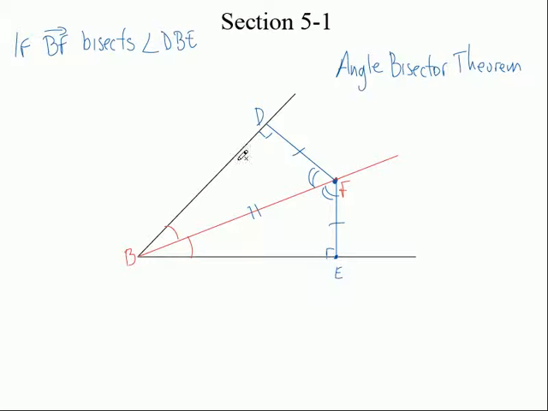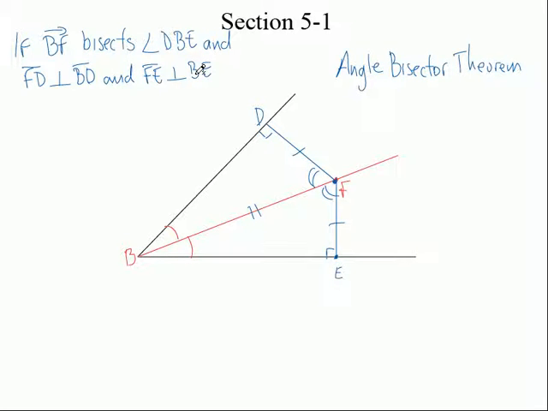All right, if BF bisects this, okay, and if, let's see, FD is perpendicular to BD, and FE is perpendicular to, what's this one? BE? All right, there we go.